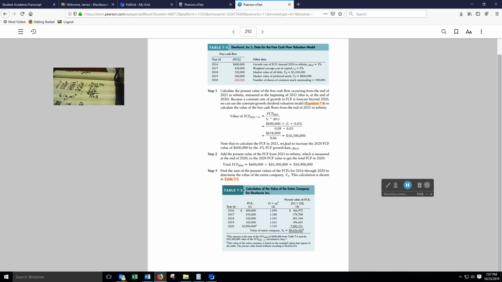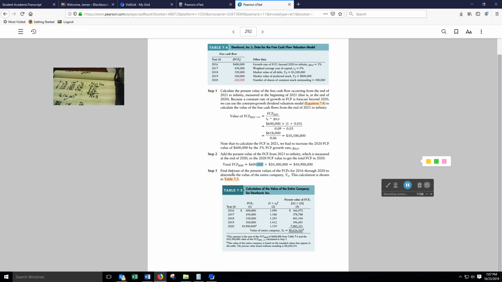Okay? We're going to add that to the free cash flow from 2020. And what we're really going to be discounting later is $10,900,000. The present value of the cash flows from 2021 on into infinity, calculated for the year 2020. We just did that growth model for the value of these things in 2020. And we're going to add them to the actual free cash flows in 2020. And then we'll discount that to the present later.